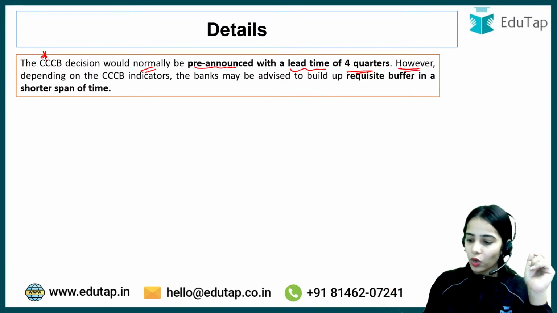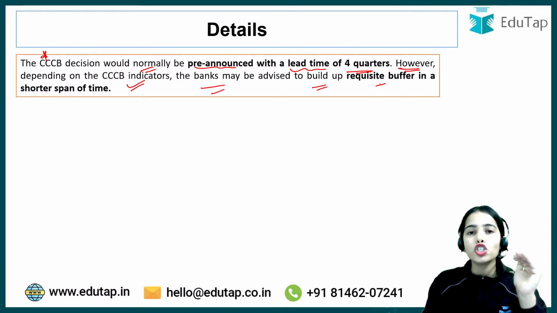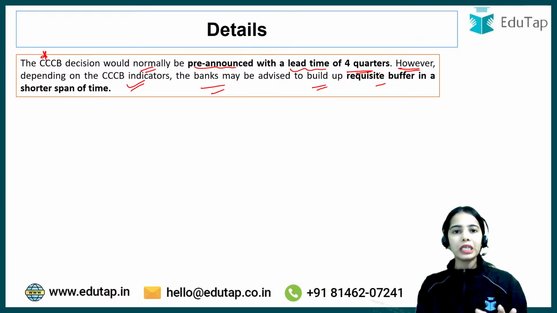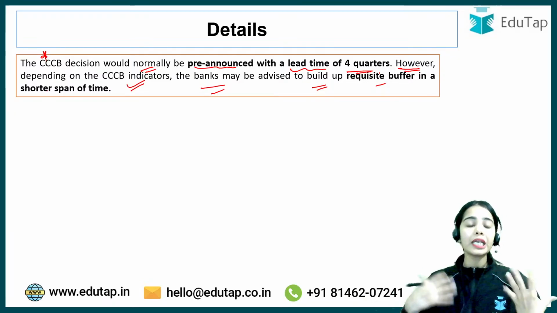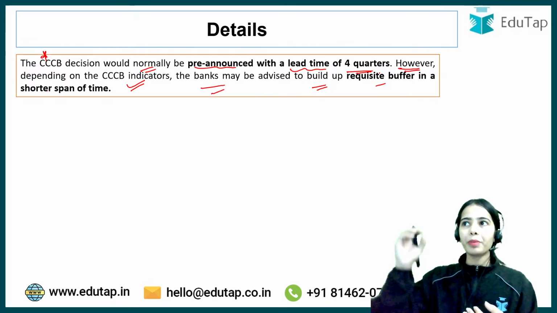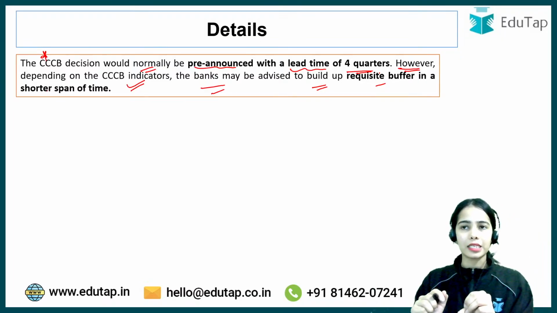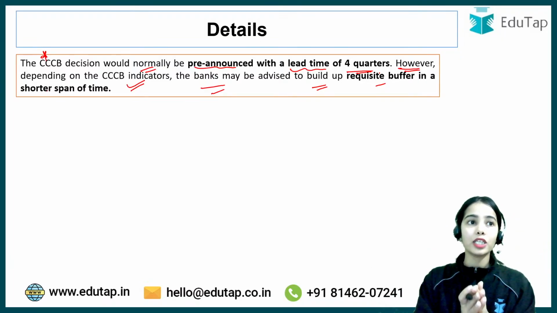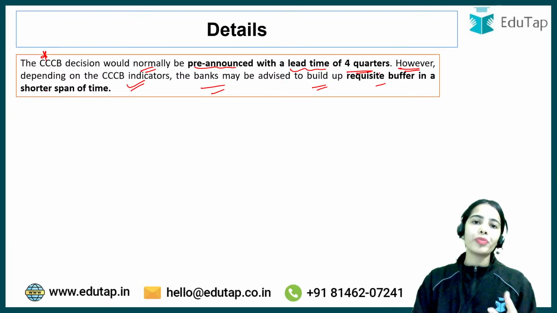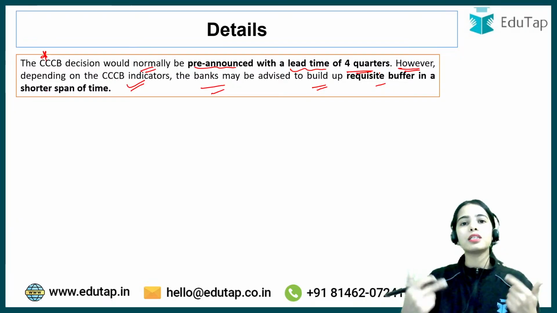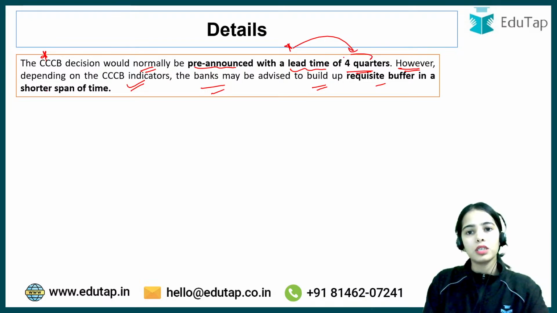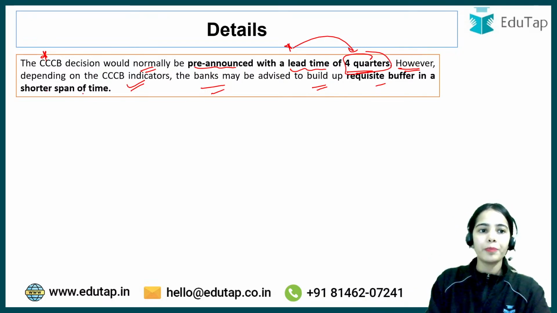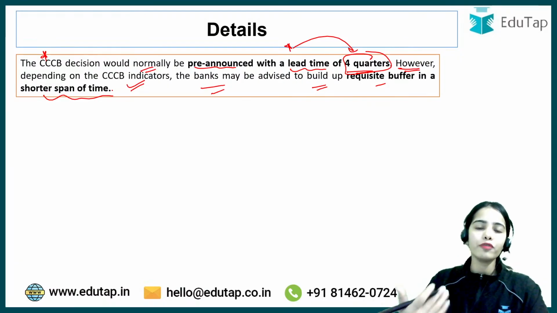However, depending on the CCyB indicators, the banks may be advised to build up the requisite buffer in a shorter span of time also. Normally the CCyB will be decided and pre-announced with a lead time of 4 quarters. But if RBI immediately feels that a problem is going to come because the US or China has taken some decision, or volatility is coming at the global level, then in a shorter span of time also the RBI can take the decision of implementing the counter-cyclical capital buffer.